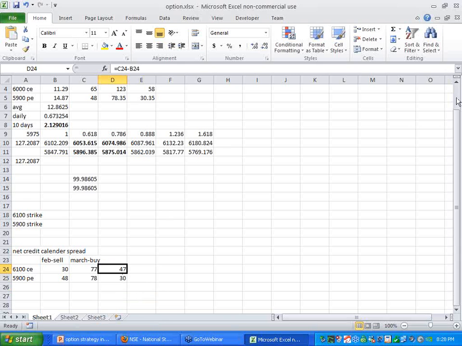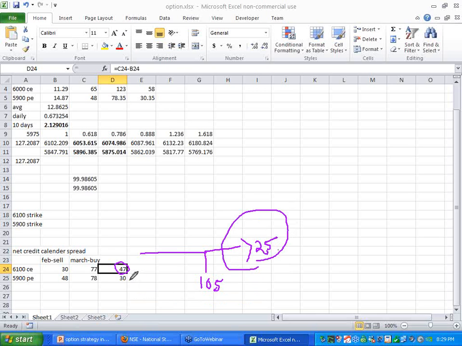Those who are a little bit expert in options will know that for a calendar spread you cannot project a theoretical profit. However, this spread, which is currently at 47 and 30, has the probability to touch near about 105 if the volatility moves above 25%.